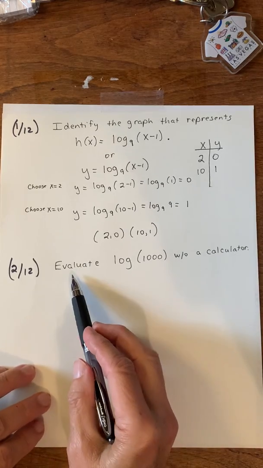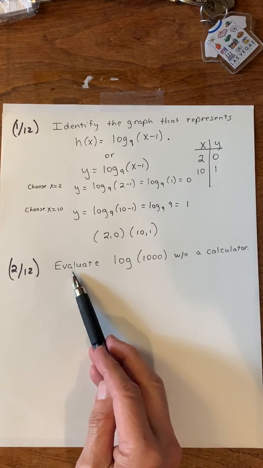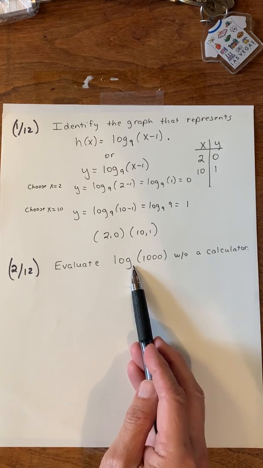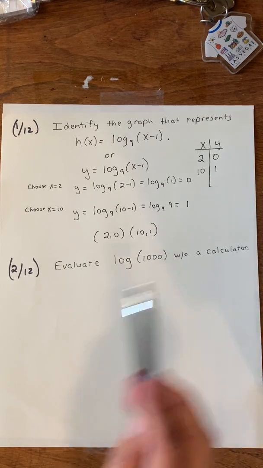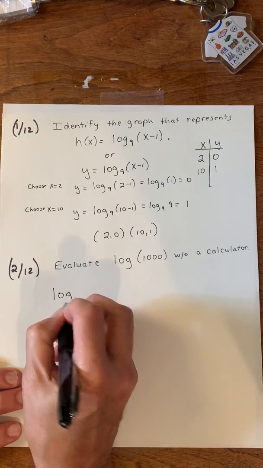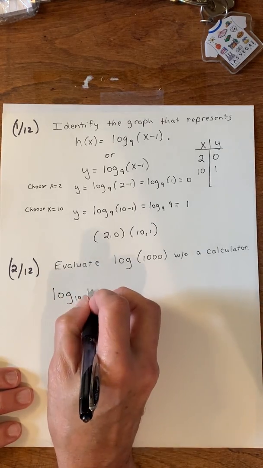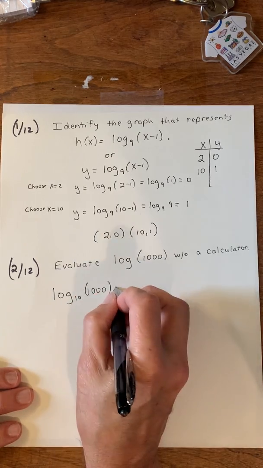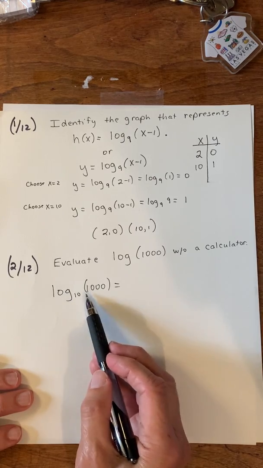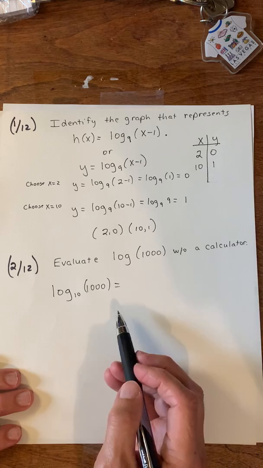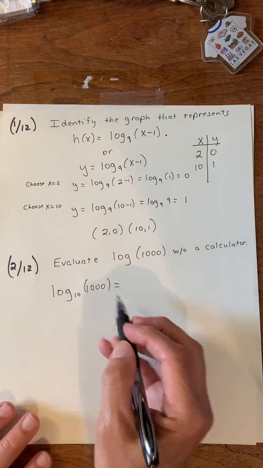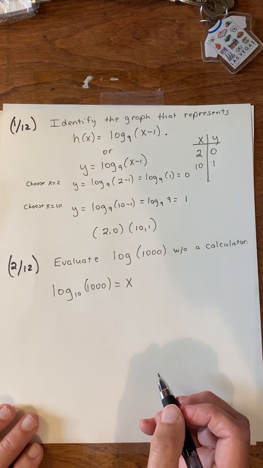All right, let's evaluate this guy. Let's evaluate log base 10. There's no visible base there, so it's log base 10 of 1,000 without using a calculator. So let me remind myself that log base 10 can be written this way as well. And that's going to help me because I can now express this logarithmic expression in exponential form. And I'm going to write it this way. Log base 10 of 1,000 equals what? It equals x.